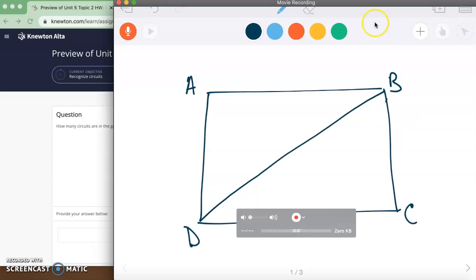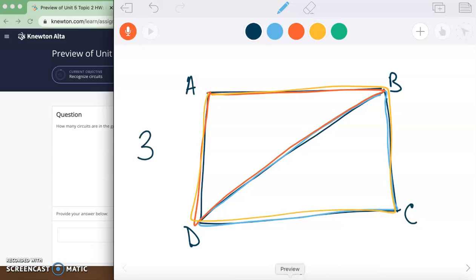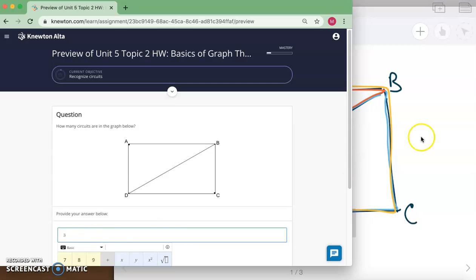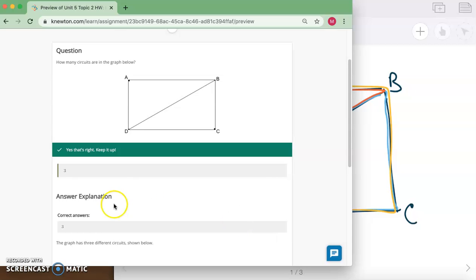All right, so our first circuit would be this, right? B, C, D, back to B. Our second circuit would be A, B, and remember, it's the same. We're not going to count it going different directions because it's the same, okay? And then we have the outer one, that circuit. So there should be 3 circuits. All right, 3. Yep, that's right, keep it up.